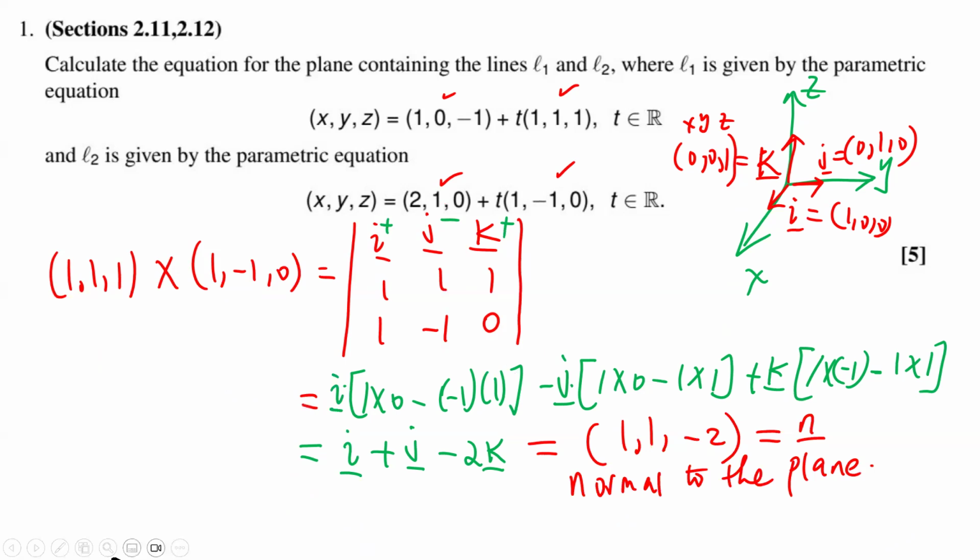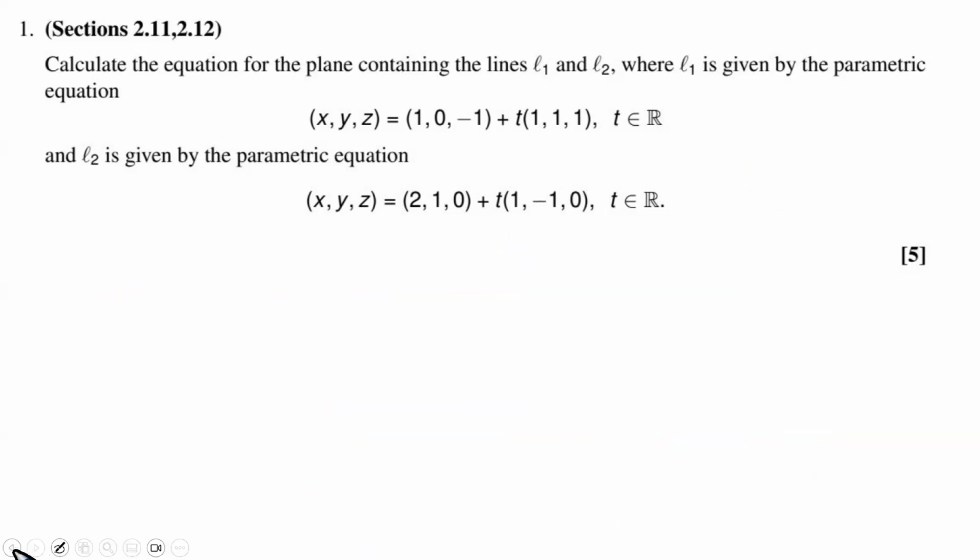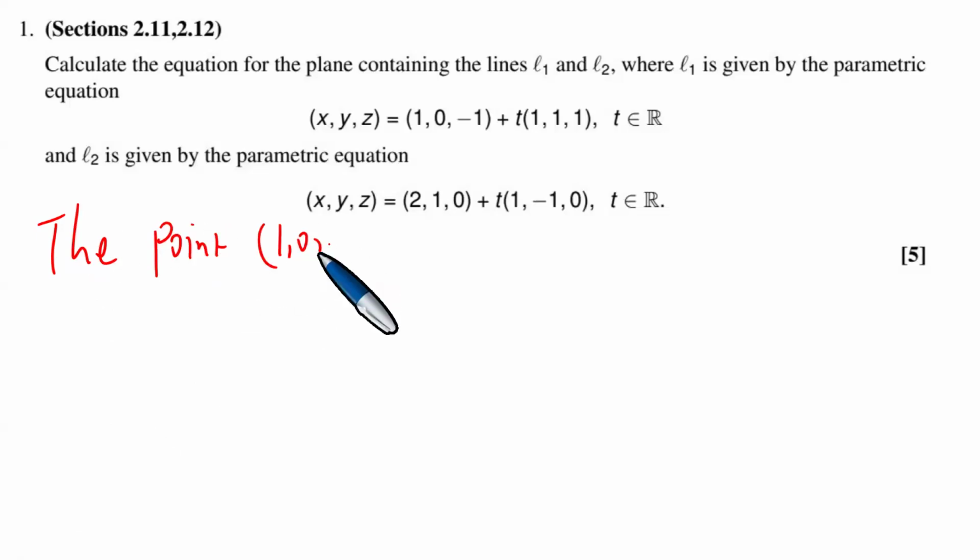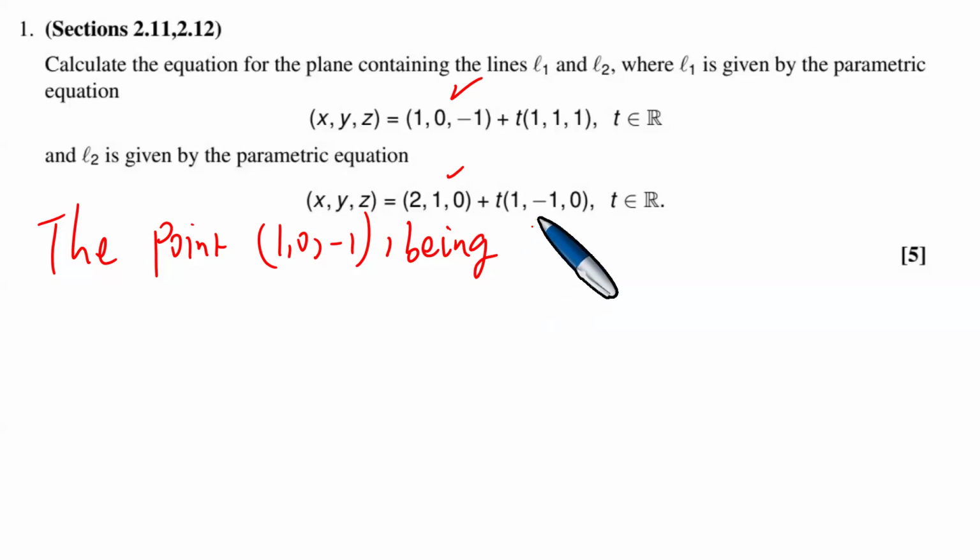Okay, now we have that. Let's continue to solve this problem. Then the point, the point (1, 0, -1). Now we're choosing this point, but you can choose any point. You can use either this point or that. We are making a remark about this point (1, 0, -1), the point being in the line.